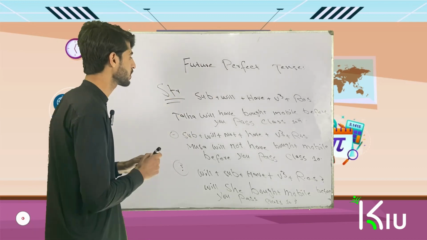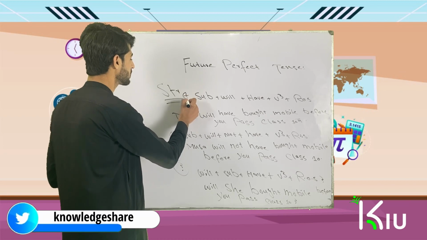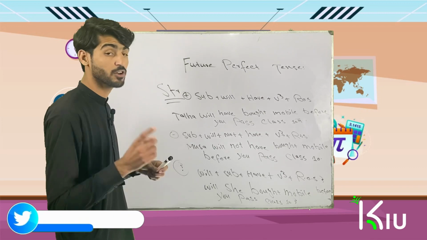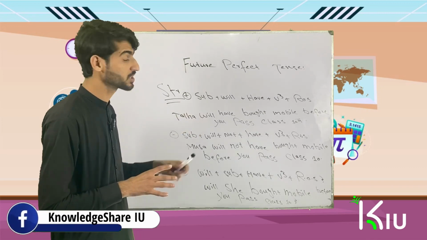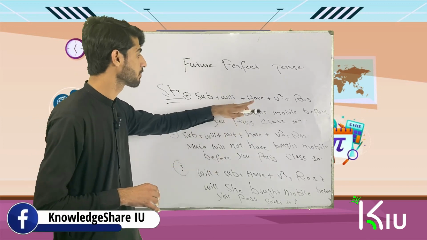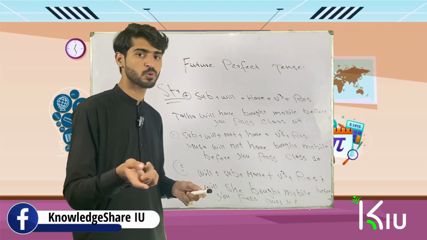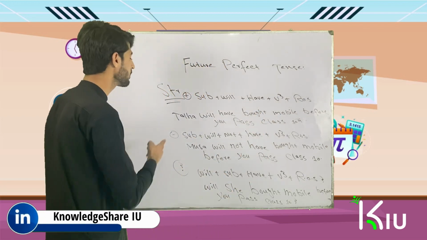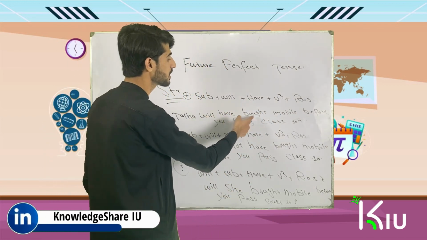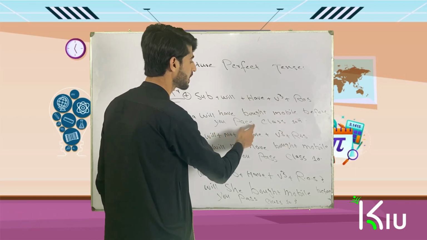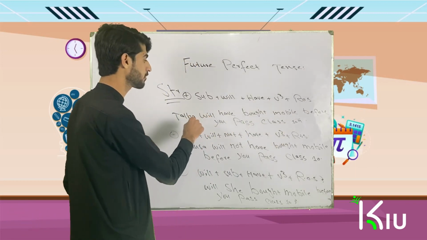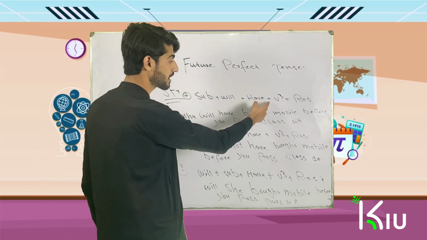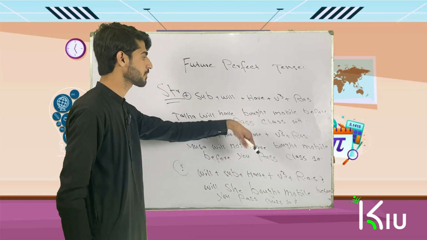If you want to make positive sentences, for that we will use this structure. First of all, we will put the subject, then will plus have plus the third form of the verb, you can call it past participle, plus the rest of the sentence. For example, Talha will have bought mobile before you pass class 10th. First I put the subject, Talha is the subject, then will, then have, then the third form of the verb, and then the rest of the sentence.